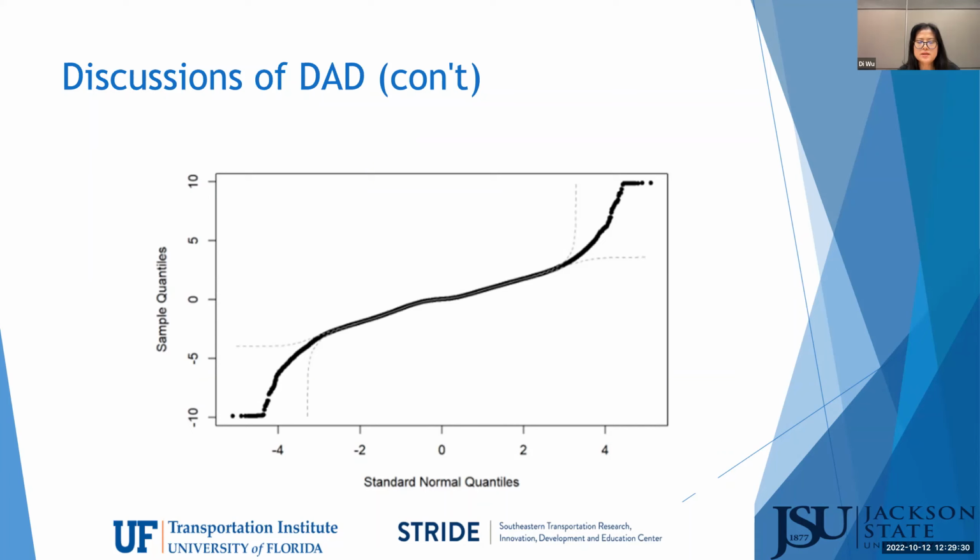To model what is normal in the second module of our DAD, we use the interval-based normal distribution. This is a test of the standard normal quantiles of longitudinal acceleration of a sample driver. It shows that the data is not strictly normally distributed, but close to a normal distribution.